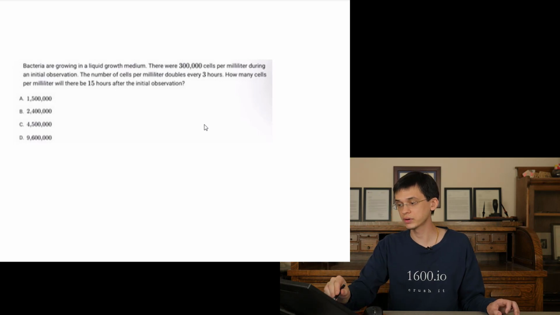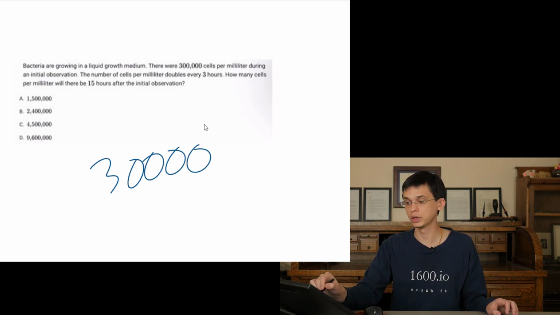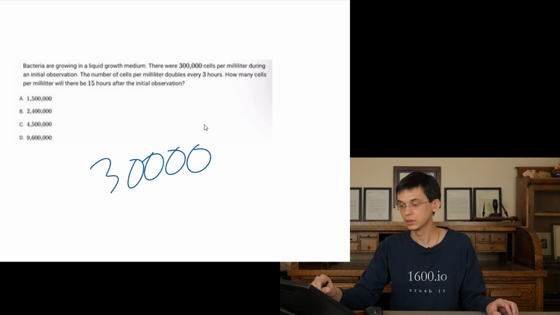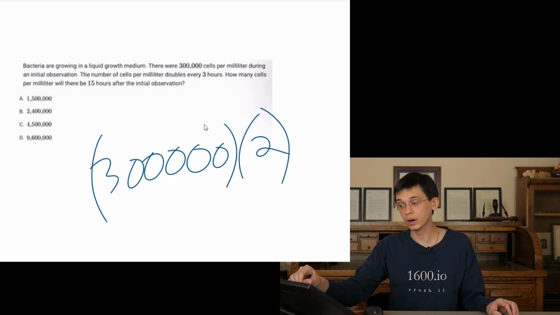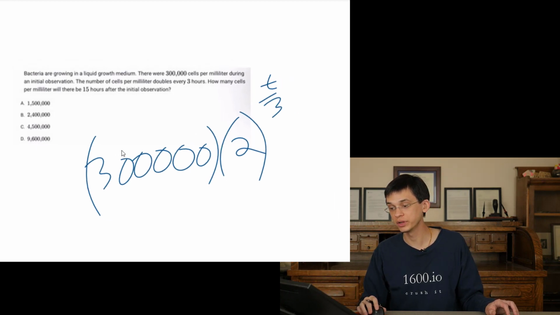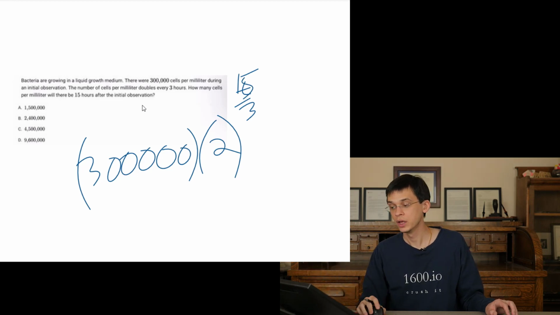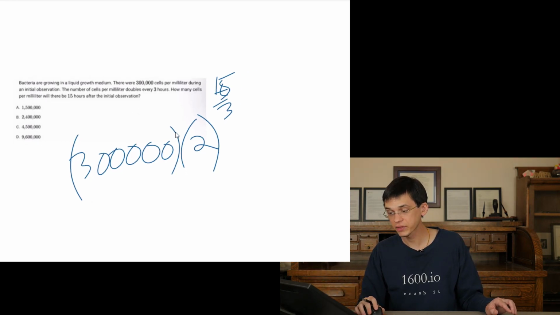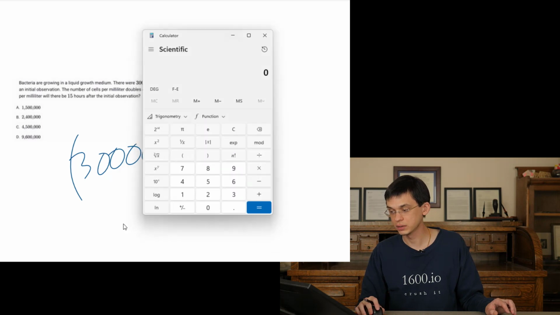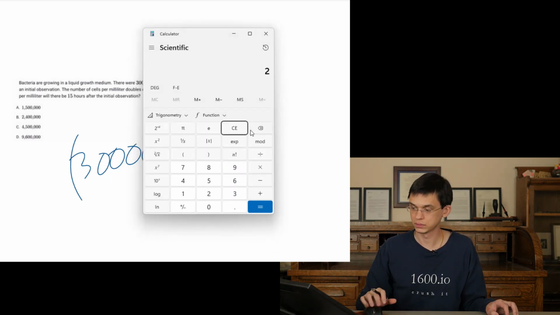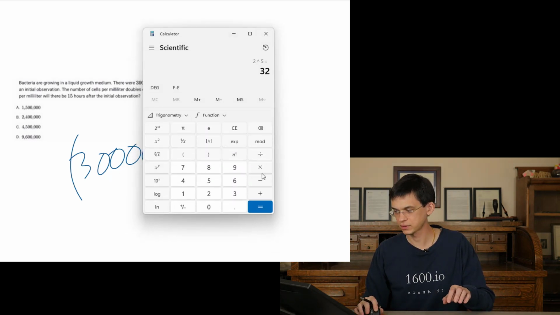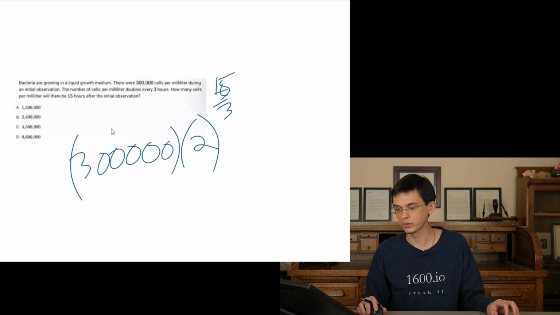Bacteria grows. There were 300,000 to start, so this is going to be an exponential problem. It's saying it's doubling every 3 hours. So 300,000, we're doubling, so we're multiplying by 2. Not every hour, not to the t power, but to the t over 3 power. How many cells per milliliter will there be in 15 hours? So 15 hours is really, we're going to double 5 times. So 2 to the 5th times 300,000 is 9.6 million.